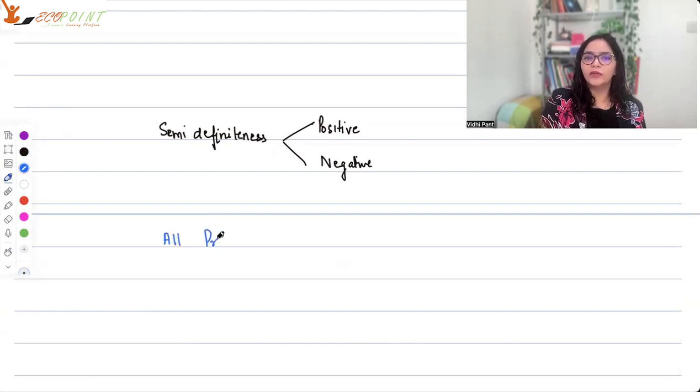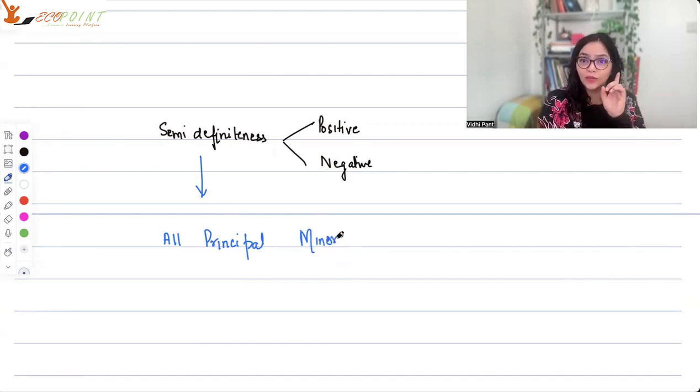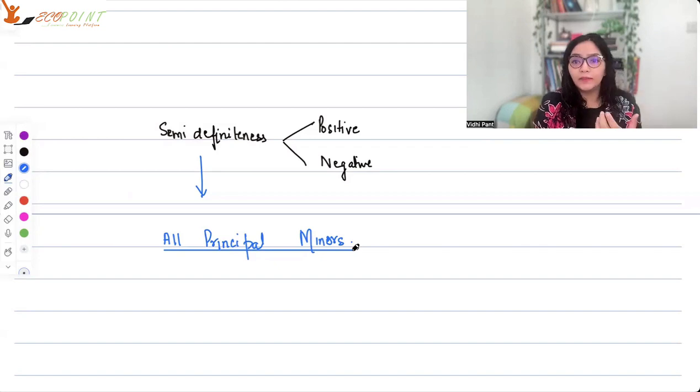So all principal minors. Now the leading principal minor is leading, so it's one for every order. But when it comes to all principal minors, as the name suggests, you have to consider all principal minors of a particular order. All. So there could be multiple minors of a certain order.